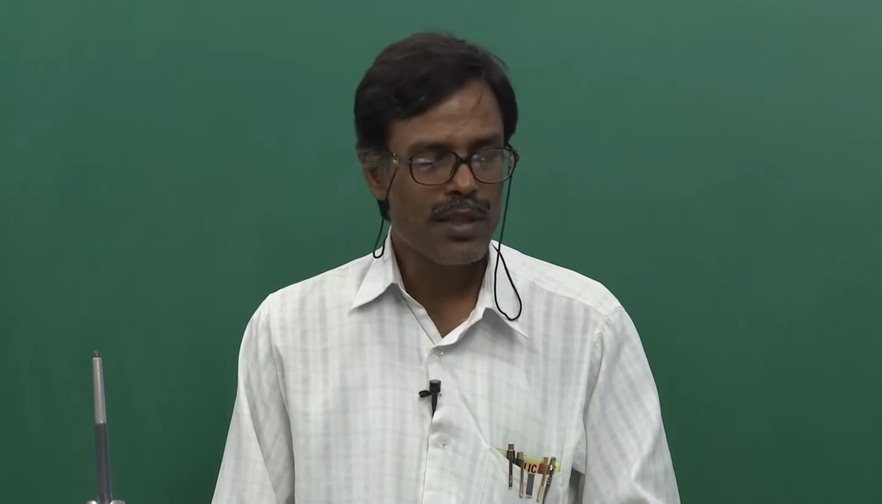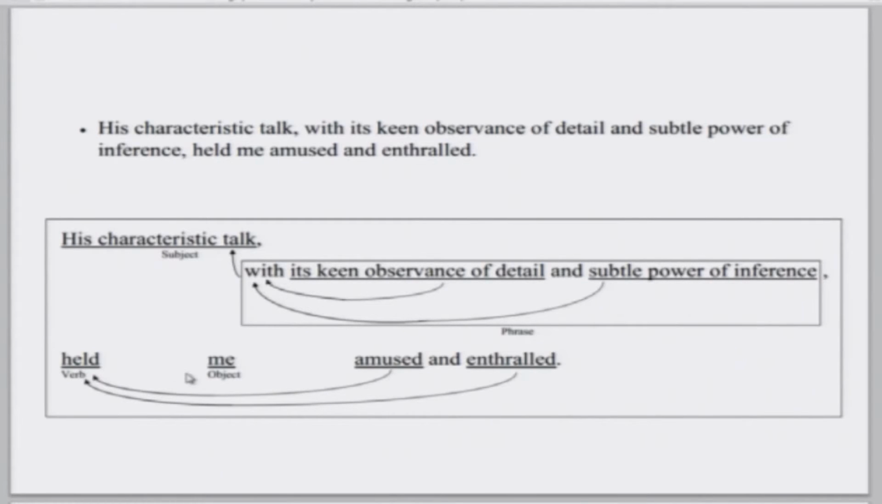I ate a fruit. Subject, verb, object. Talk held me. What kind of talk? Characteristic talk. Whose? His. Again, something more about the talk. With several details, with several properties. What properties? This and that. So, this turns out to be a simple sentence. Okay. Fine.